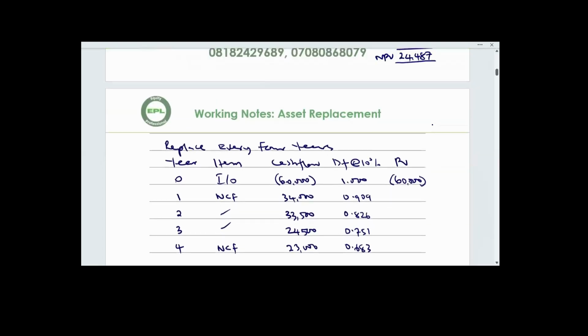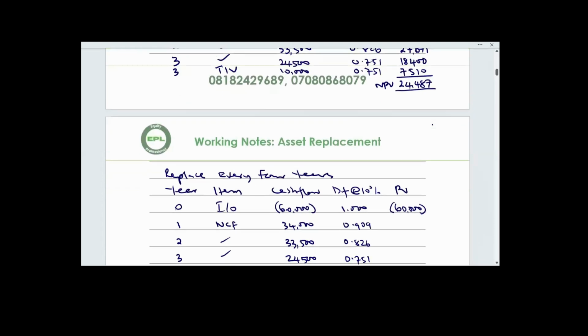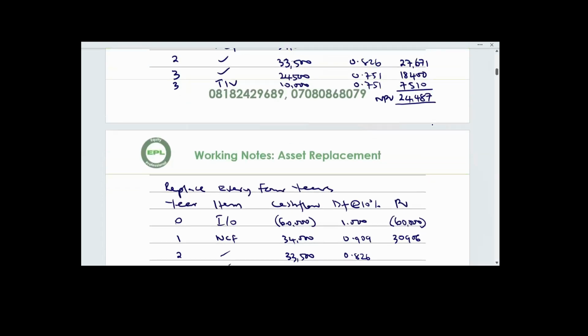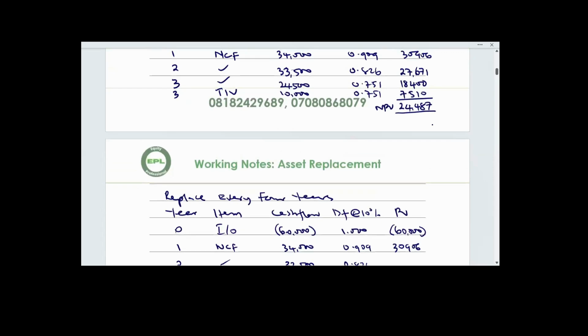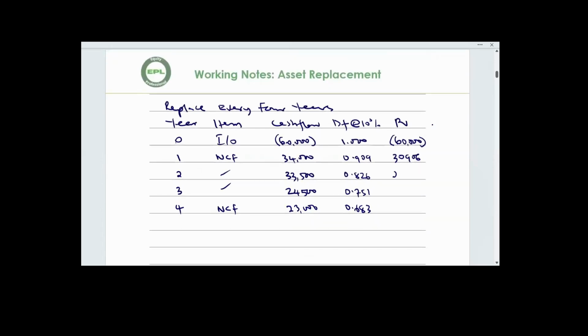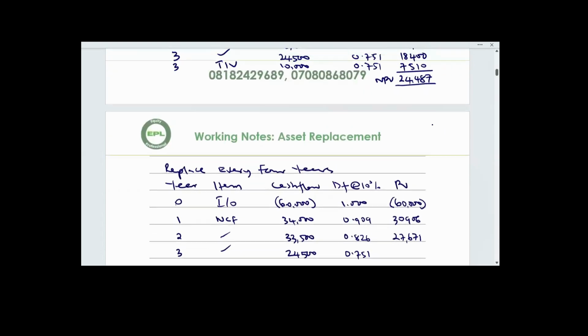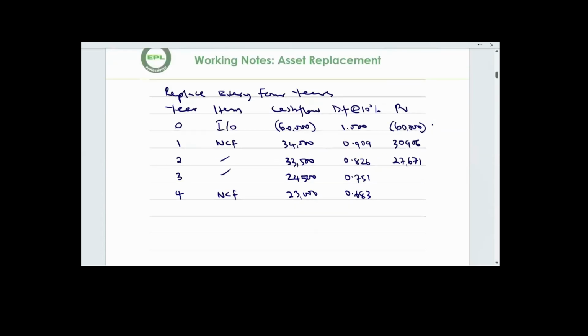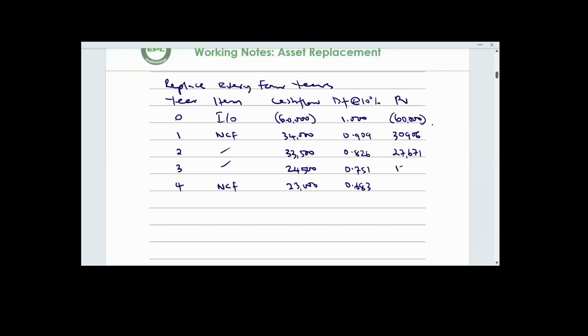We got 3,906. Next one is 27,671. The third year PV is 18,400. Then the last one, 23,000 multiplied by 0.683 equals 15,709.